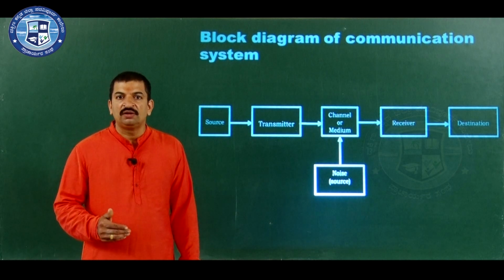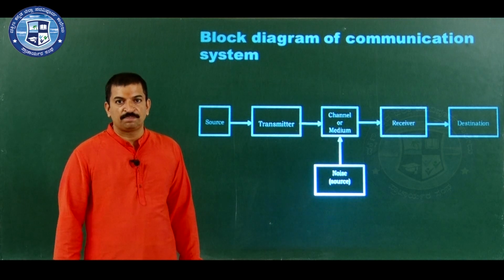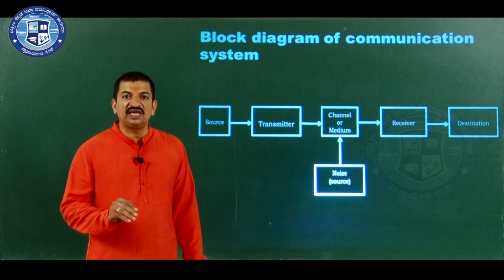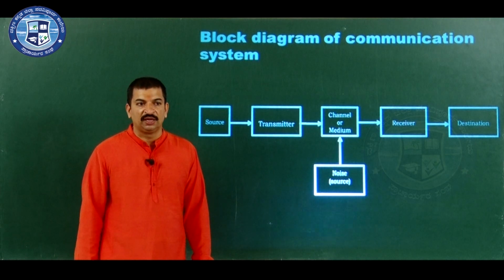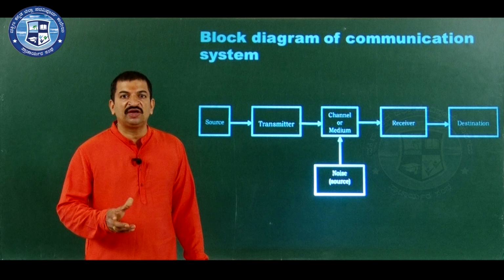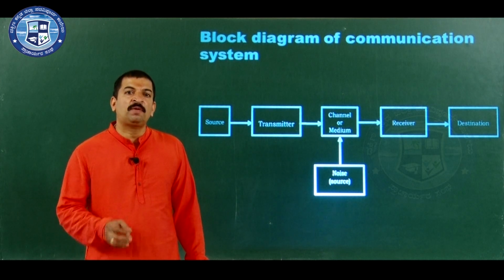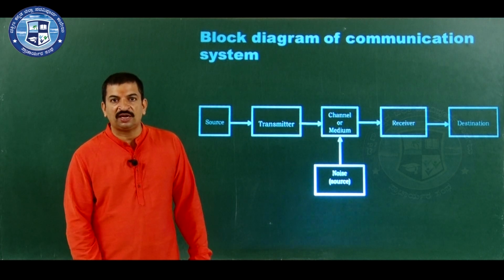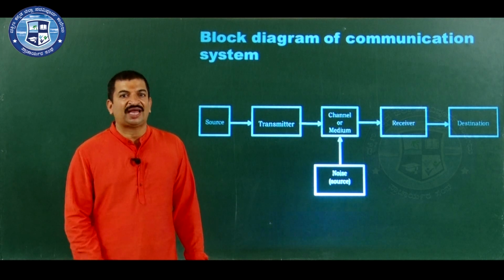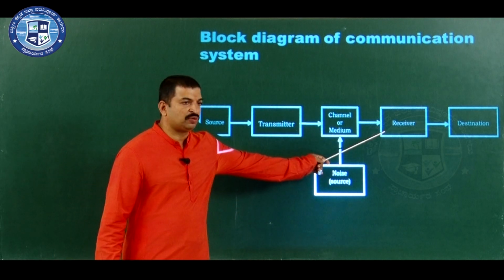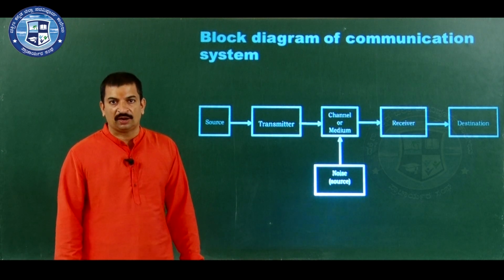Now, the receiver receives the signal from one of the communication channel. The receiver will receive the modulated wave, because before transmission we have modulated the signal. Therefore, receiver will receive the modulated wave. It may receive the signal through optical fiber channel, or through the coaxial cable, or from the free space, etc. So, receiver will receive the modulated wave from one of the communication channel.